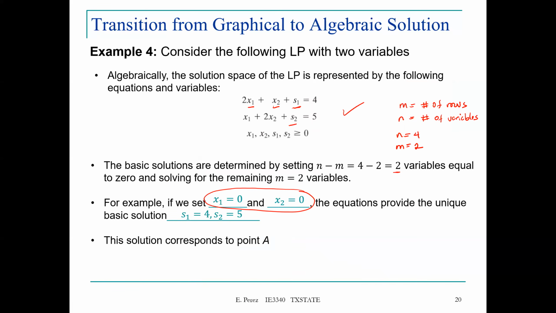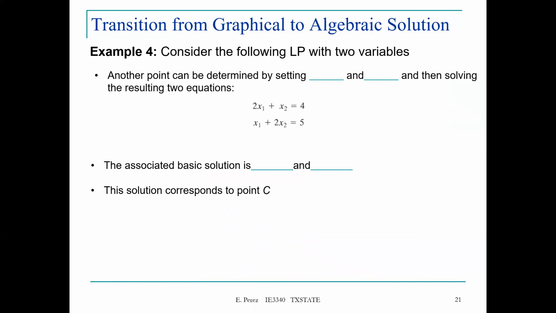So this solution corresponds to point A. Another point can be determined by setting S1 equals 0, S2 equals 0, and then solving the resulting 2 equations. So if we do that, we can solve these because we have 2 equations and 2 decision variables. The associated basic solution is x1 equals 1, x2 equals 2, and that solution corresponds to point C.